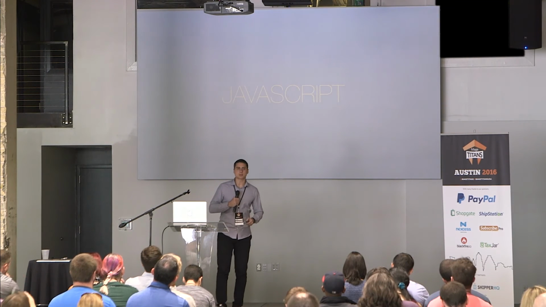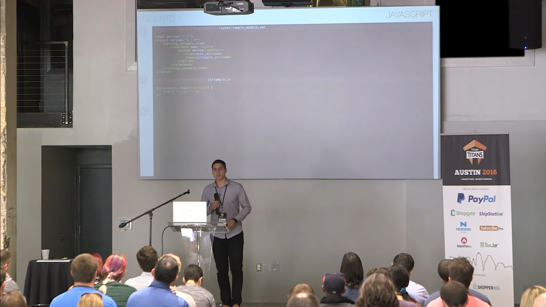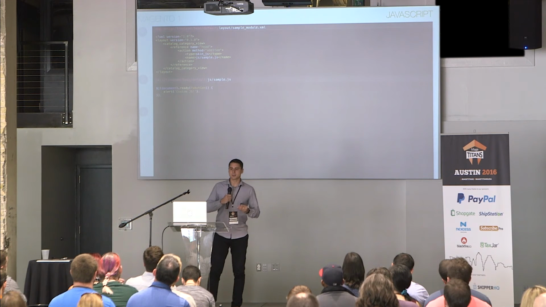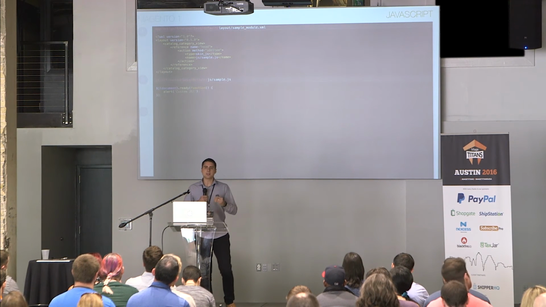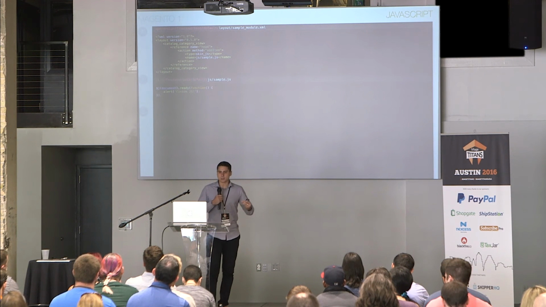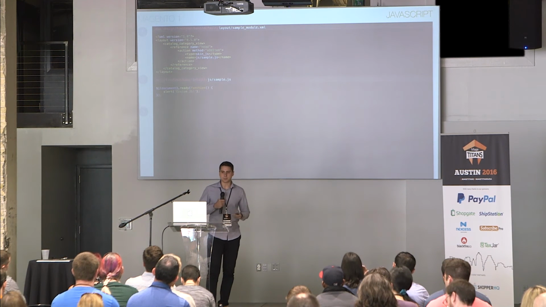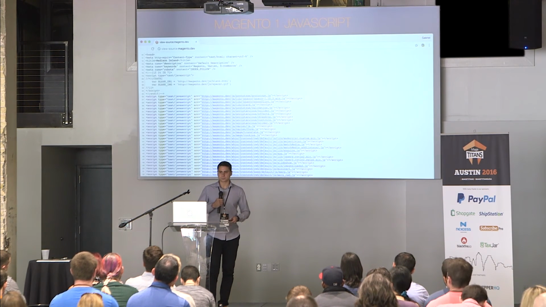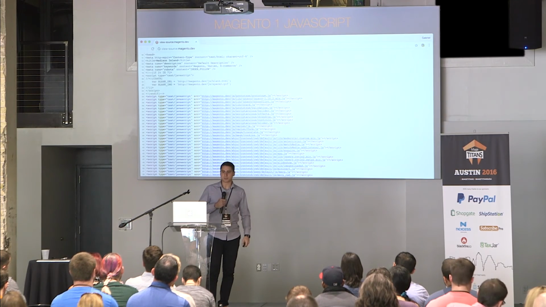Finally, we have JavaScript. Similar to the styles, in Magento 1, we declare the JS path in the layout file, and then we just create the JS file in the theme. Very simple, very easy. But this is JavaScript in Magento 1.